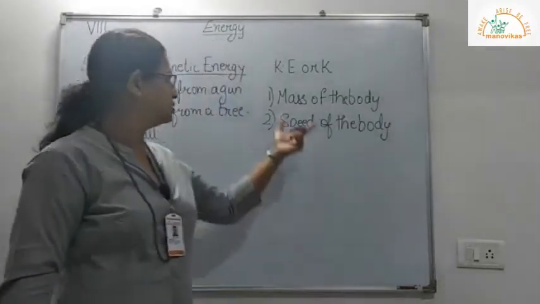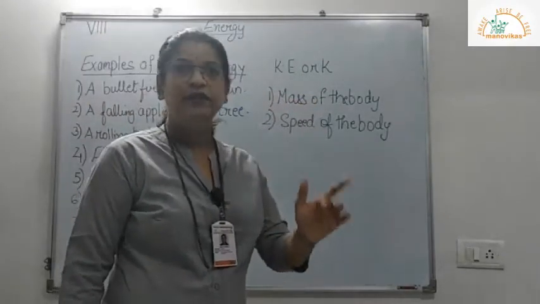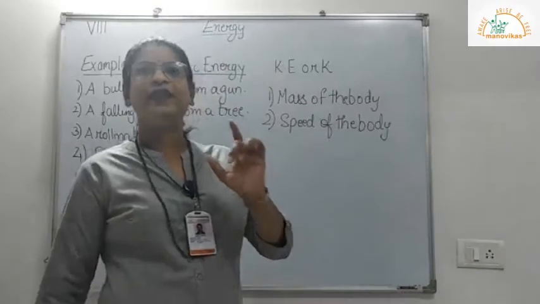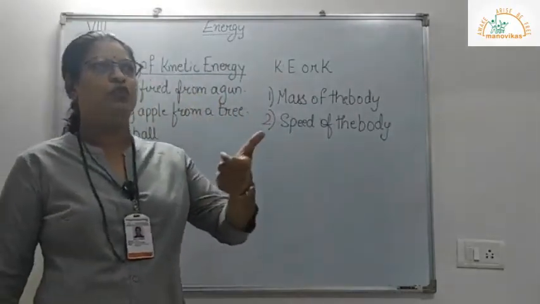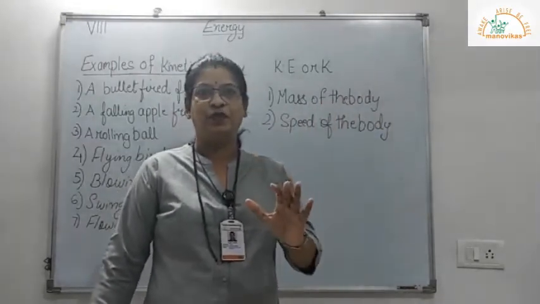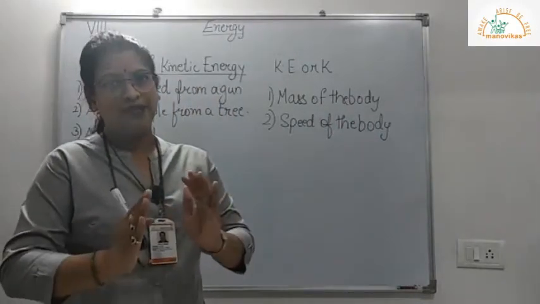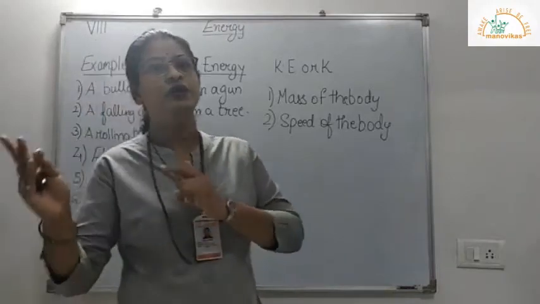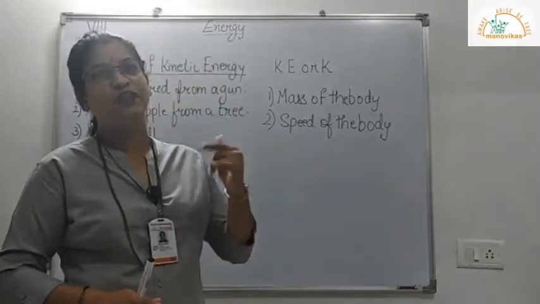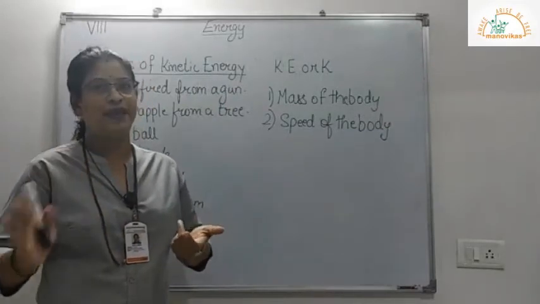Now the first factor is the mass of the body. To understand this, we consider an example. Greater the mass of the body, more is the kinetic energy. We take an example of a body in motion. If a body is moving with a mass of 10 kg with some speed, and we consider another body of mass 5 kg which is moving with the same speed, we observe that the kinetic energy possessed by the body having more mass will be more than the body possessing less mass.